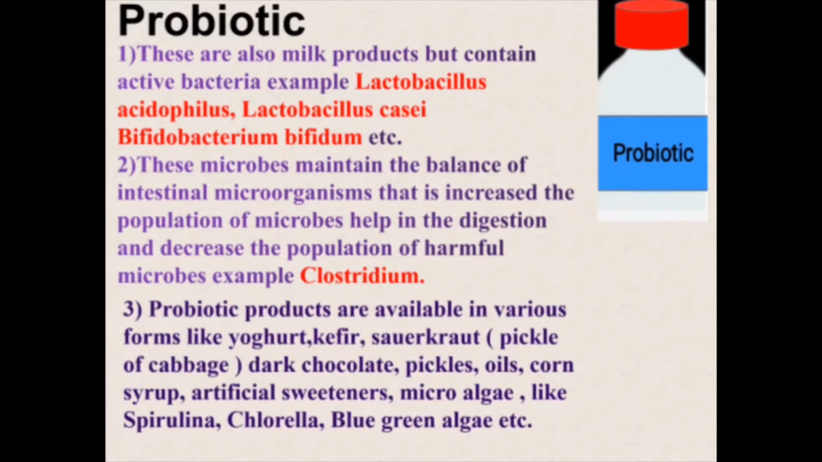Probiotic products are available in various forms like yogurt, kefir, sauerkraut, that is pickle of cabbage, dark chocolate, pickles, oils, corn syrup, artificial sweeteners, microalgae like spirulina, chlorella, etc.